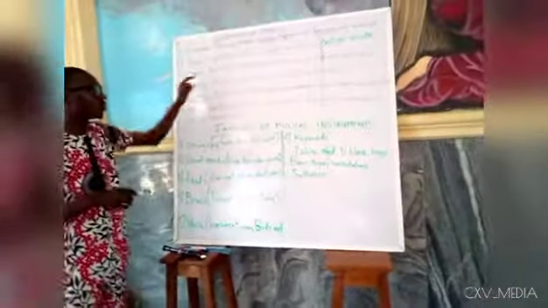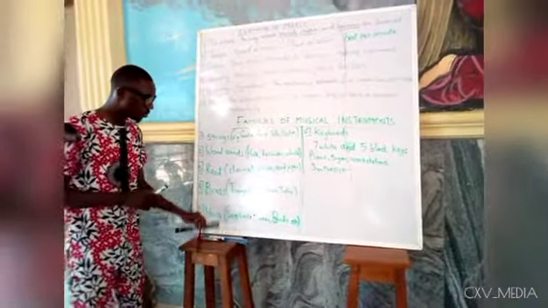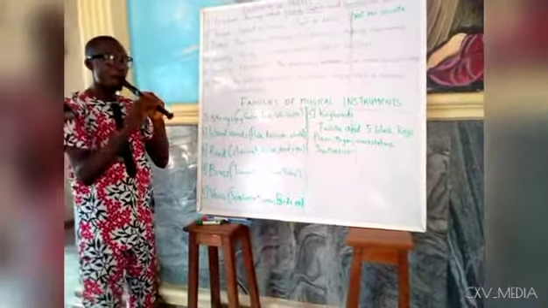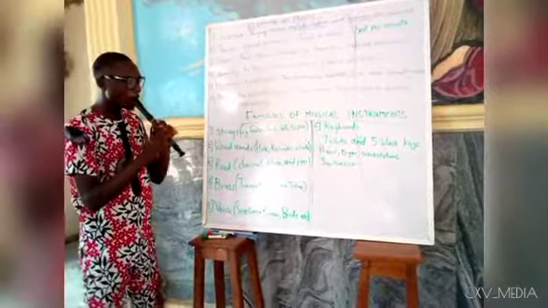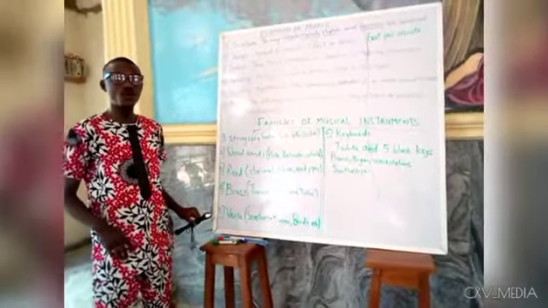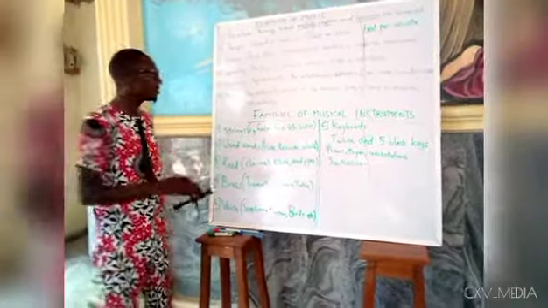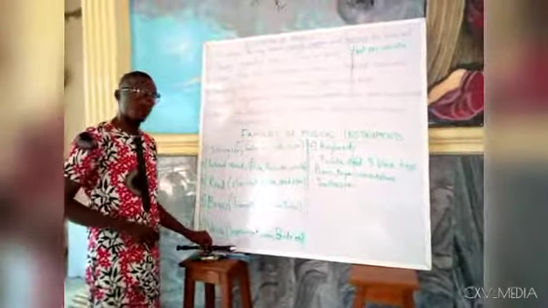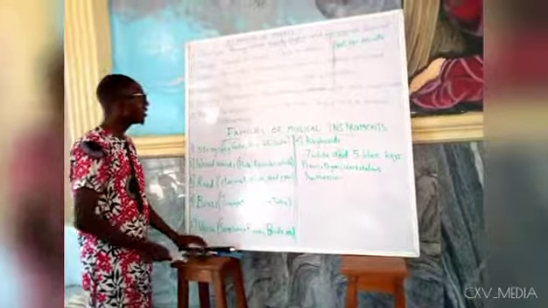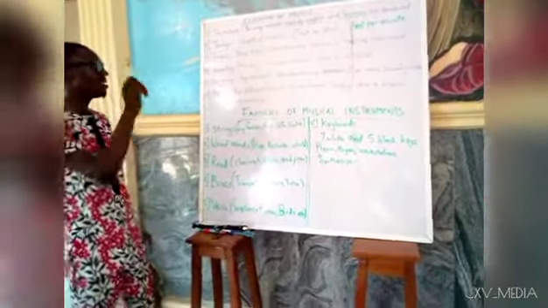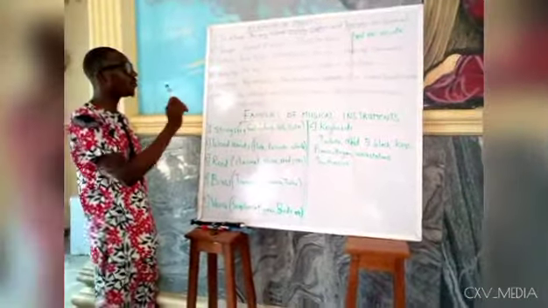The tone color of a recorder. When we walk with the Lord, the human voice is different from the recorder, and that is what we call the tone color, and that is also called timbre, the characteristic or distinguishing sound of a musical instrument.